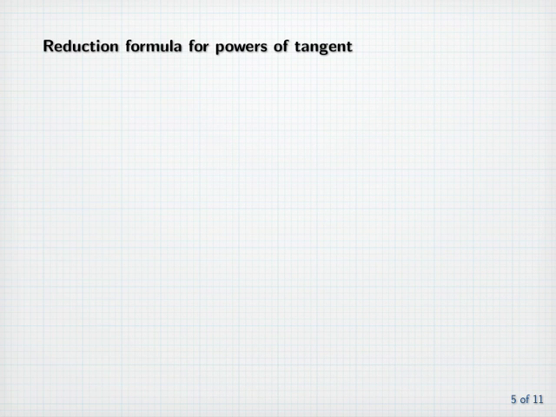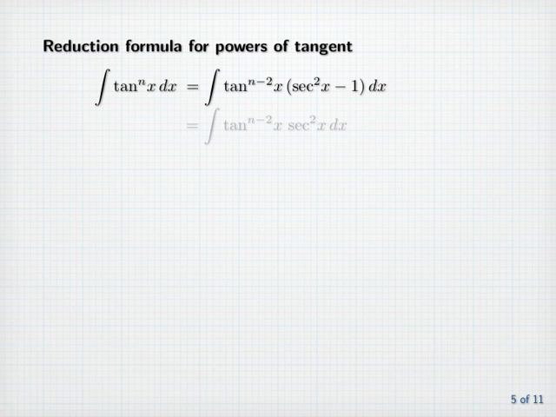The method that we used on the previous example can be represented nicely as a reduction formula for powers of tangent. So let's consider the indefinite integral of the nth power of tangent x dx, where n is a positive integer. We'll rewrite the nth power of tangent x as the n minus 2 power of tangent x times tangent squared, where we replace tangent squared x with secant squared x minus 1. Then we multiply out the integrand and break it into two integrals.